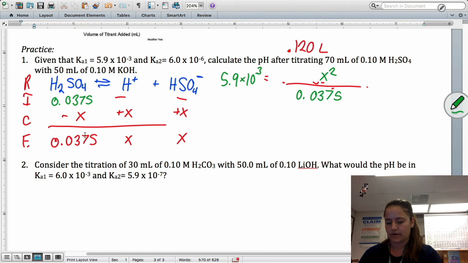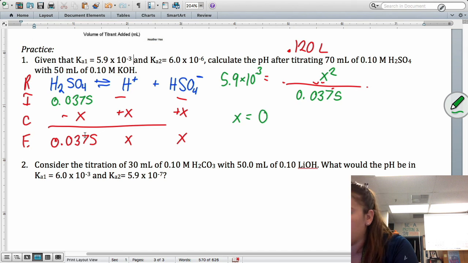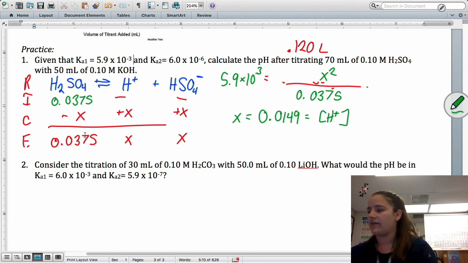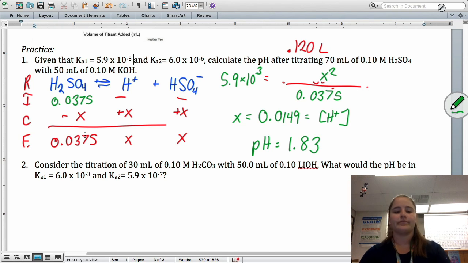Then I'm going to take the square root of that answer, and I get an X of 0.0149, which is my concentration of H plus. To get the pH, negative log of that, and you get a pH of 1.83. Which is still very much in getting off that first proton, so we're totally good here. Okay, cool. I want you guys to try the other one on your own, and we will go over it in class.